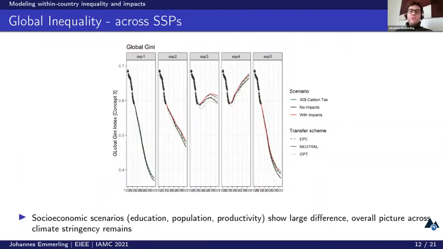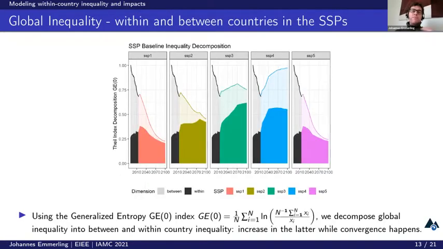We also do it for the other SSPs. I will just skip these graphs. Just one last comment I want to make is on the main part of within and between country inequality. I think that's a big policy issue that Piketty and others have written a lot about. And so what we did here is we decompose inequality in the 5 SSPs. So these are just the baselines here.